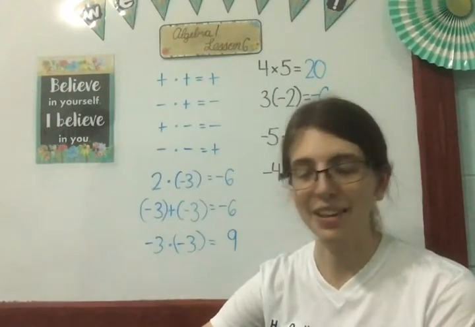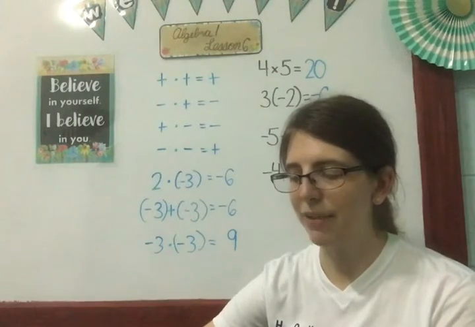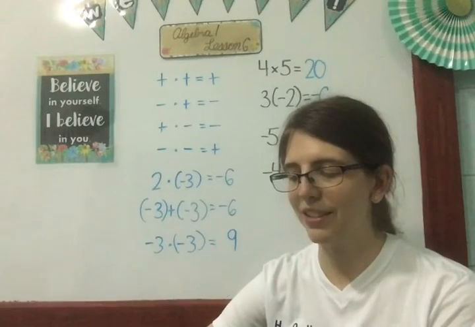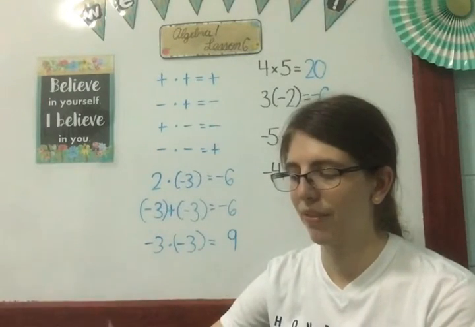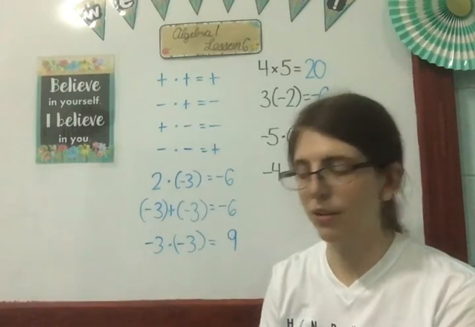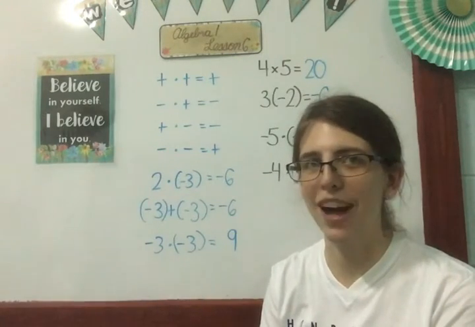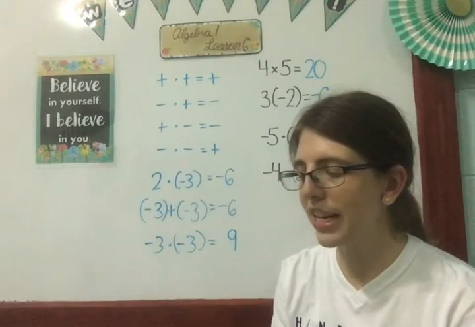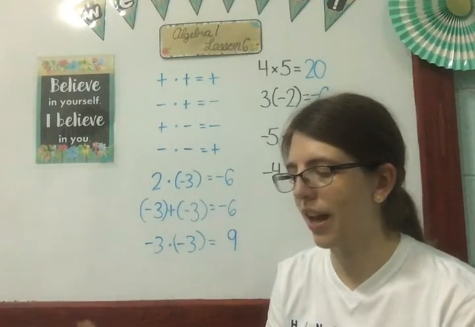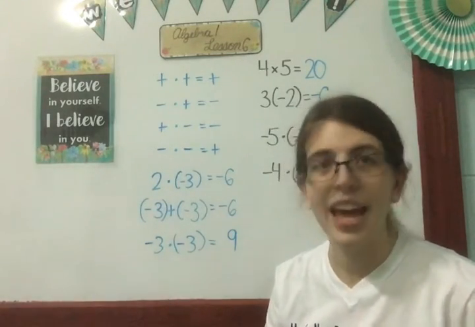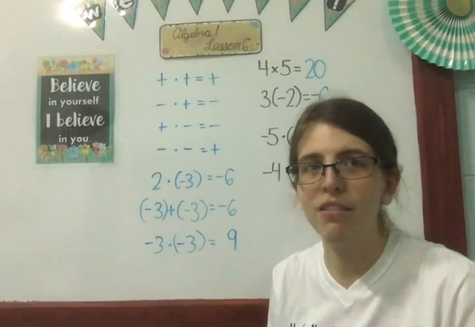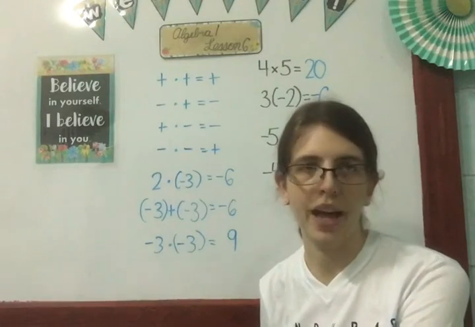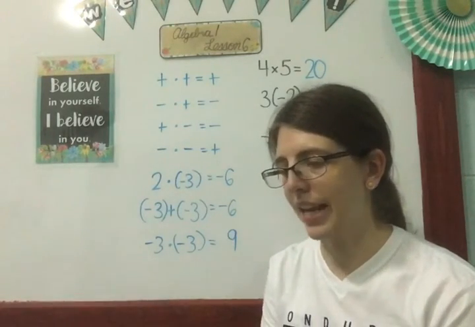Letter E, negative 8 times negative 5. Positive 40 because your signs are the same. F, negative 5 times negative 8. Again, positive 40 because your signs are the same. And it doesn't matter that that negative is outside of the 5, because you're still multiplying.